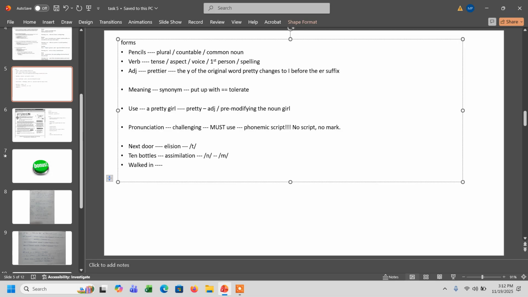So the final consonant joins the next word's vowel. This is what we call catenation or linking. So we should write down walked in, with the linking symbol. But on my keyboard I can't write that symbol. Walked in, yes, okay.